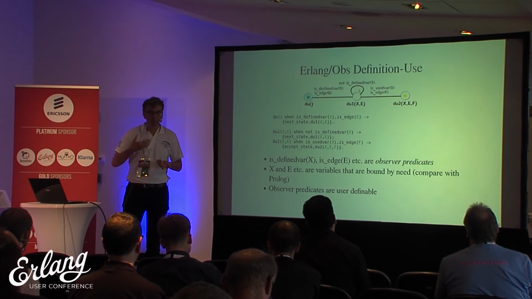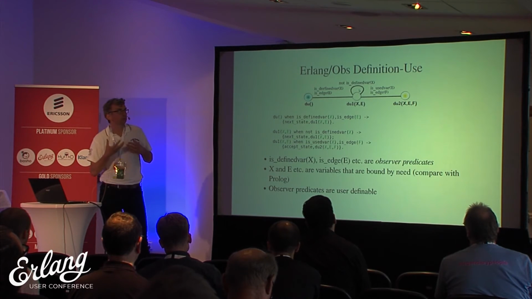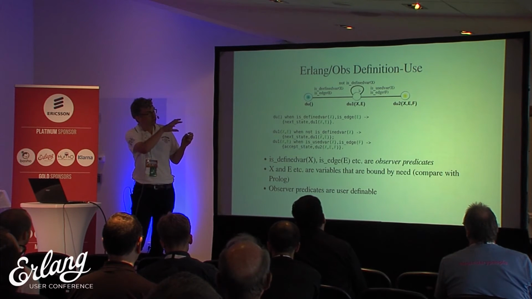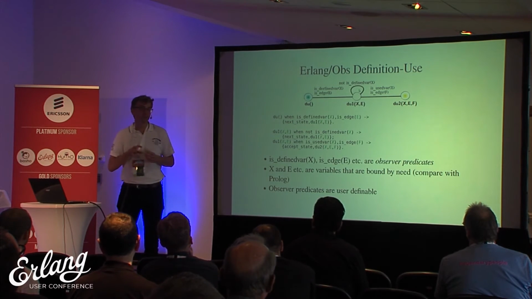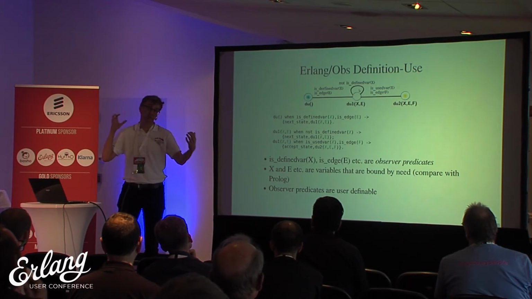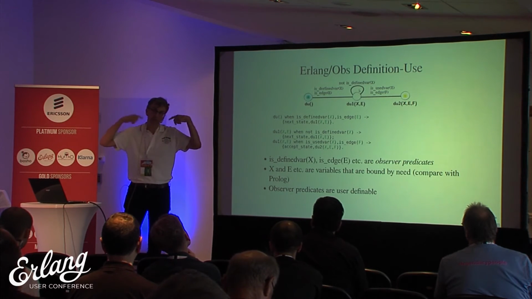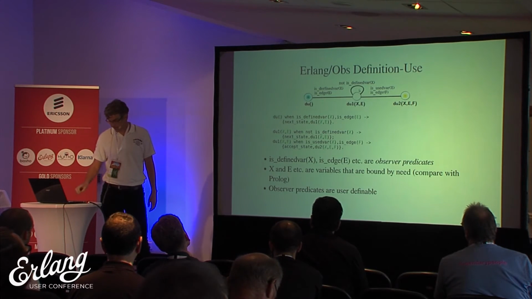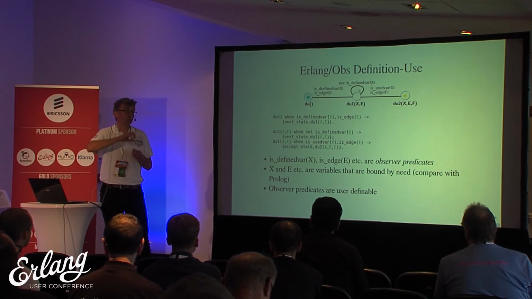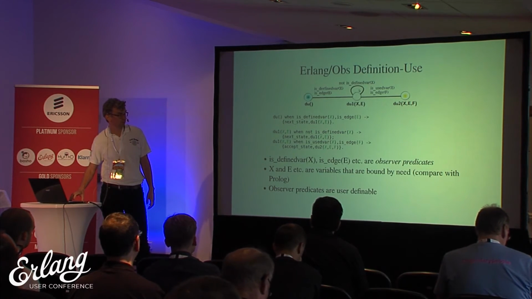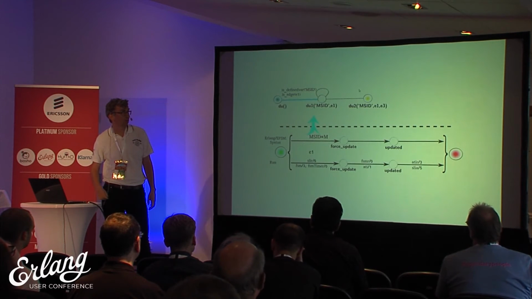And then, of course, there could be more than one variable defined on one particular edge, meaning that this is not just one observer automaton that is executing. It could be many. It could be hundreds, thousands operating concurrently when running the execution of the Erlang FSM model.